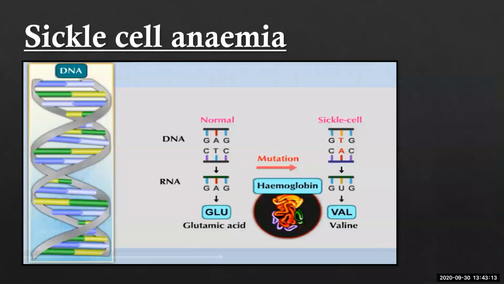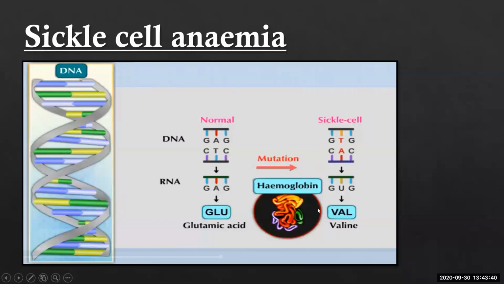Now we will see the next one, that is sickle cell anemia. Even minor changes in the molecular structure of proteins and DNA may lead to diseases or disorders. Normal hemoglobin, now this is the structure. You can see in the picture, this is the picture of DNA. In normal hemoglobin, glutamic acid is the sixth amino acid in its molecular structure. You can see glutamic acid.